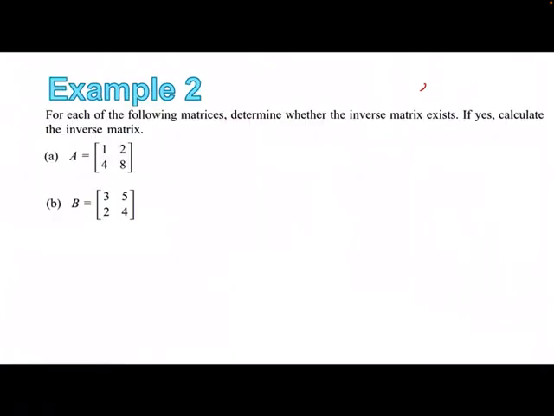Example 2. For each of the following matrices, determine whether the inverse matrix exists. If yes, calculate the inverse matrix. Exists means AD minus BC does not equal 0. If AD minus BC is equal to 0, then that matrix does not have any inverse.